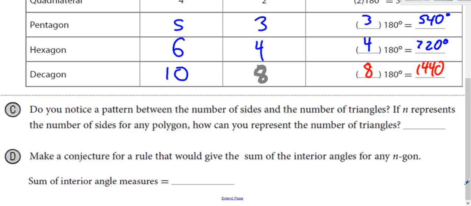You should notice the pattern between the number of sides and the number of triangles. If n was the number of sides, the number of triangles is just 2 less. So, if n was the number of sides, you do n minus 2, and that's how many triangles you get.